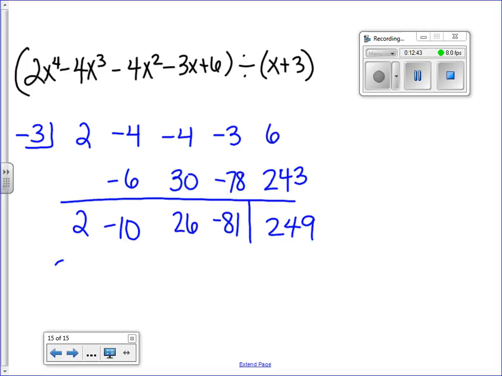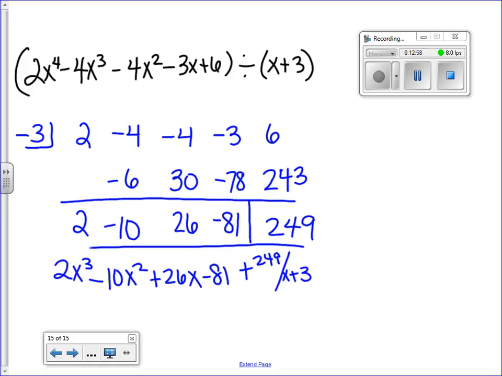Alright, so I've got 2x to the third minus 10x squared plus 26x minus 81 plus 249. I got something wrong with the negative 3 and negative 78. Fix it. I got all the signs right now.